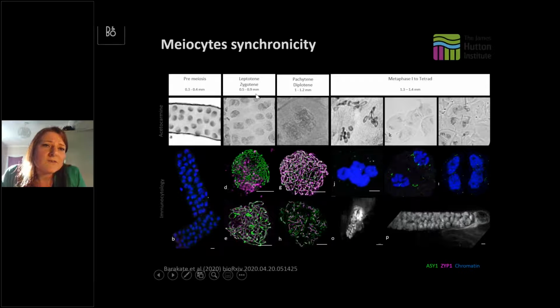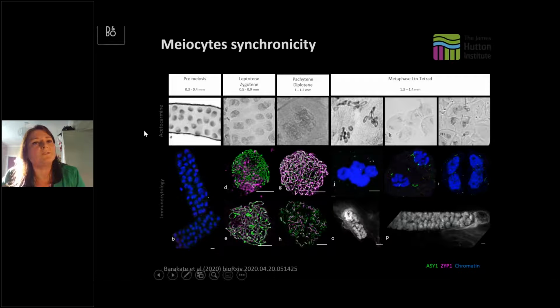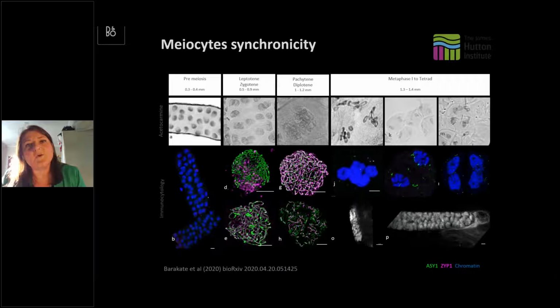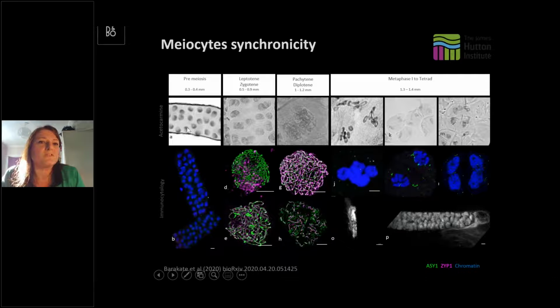So the first step is separating by size, but it's not enough. So we always do a little check with acetocarmine, which is a very simple stain, to give us an indication of the stage of meiosis. But even that is not enough, especially during early prophase, because this can be a leptotene or a zygotene stage, until you really use immunocytology to separate those stages, which we've done.